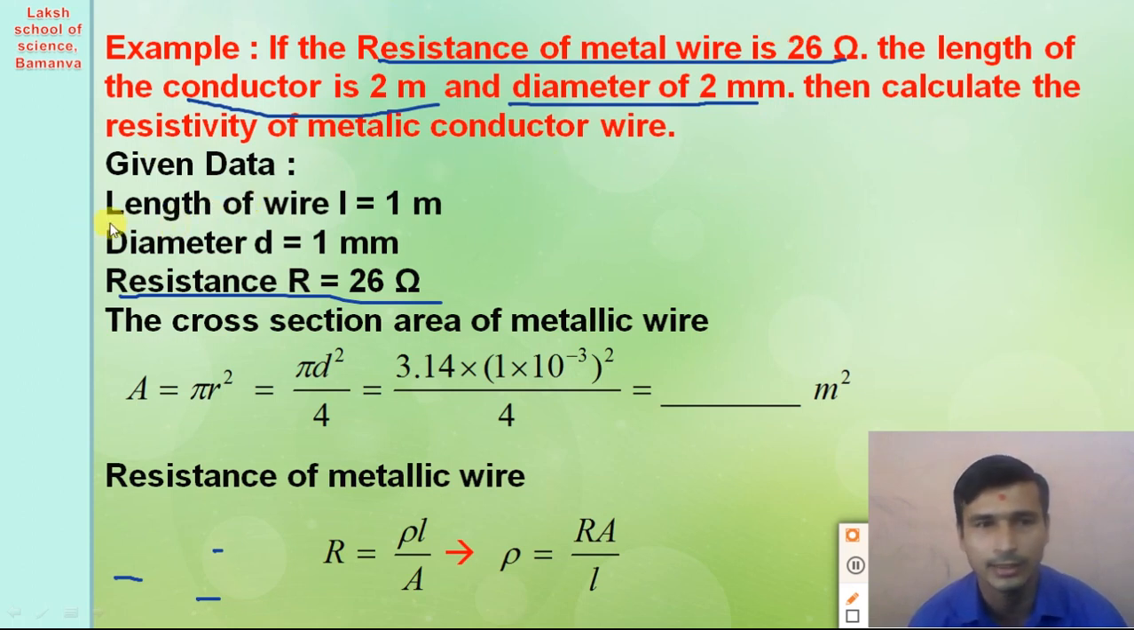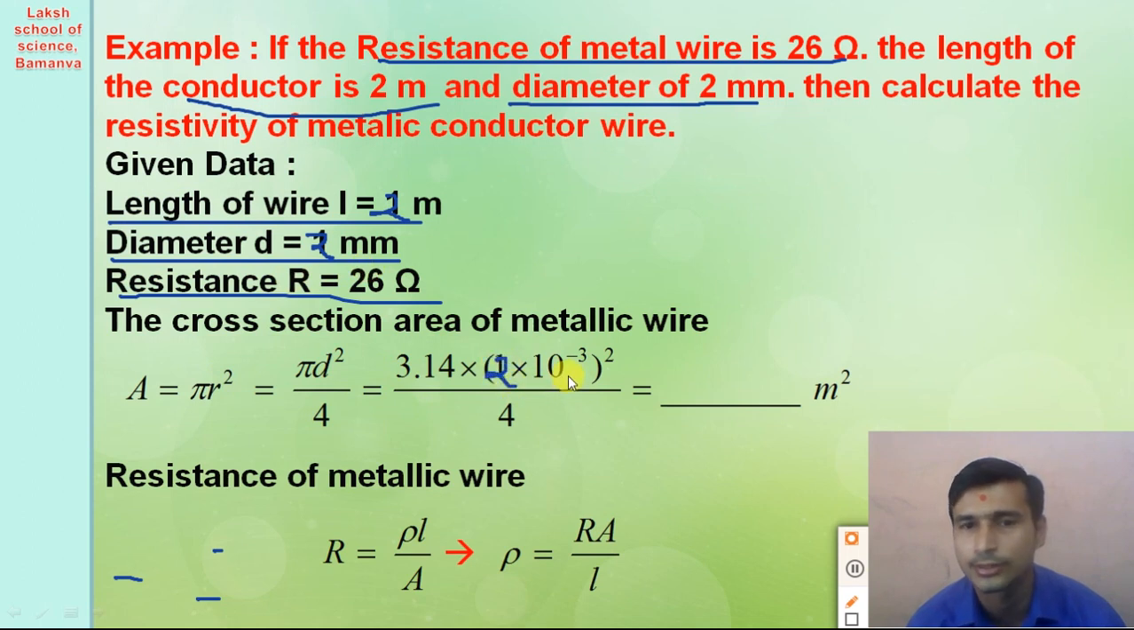So given the data, the length of the wire is 2 meter, L is equal to 2 meter. The diameter of the metallic wire is 2 millimeter, and the resistance is given to you as 26 ohm. From the diameter we can calculate the cross section area of the metallic wire, A is equal to pi r square, pi d square by 4. The value of pi is 3.14, the diameter is 2 into 10 raised to minus 3, squared, divided by 4. So calculate the cross section area of the metallic wire.